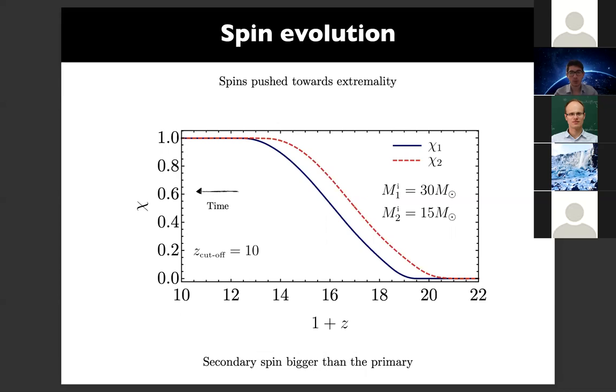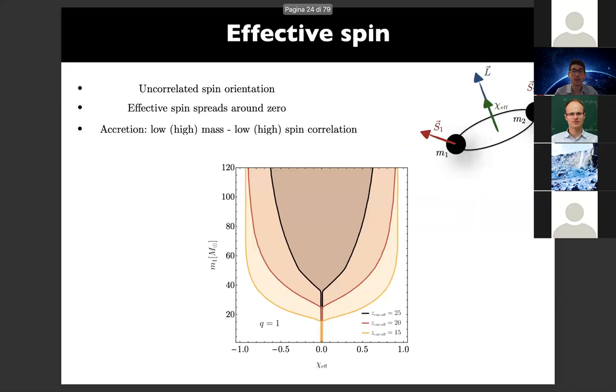Now that we have a prediction for the individual spins in the binary, we can also provide a prediction for the effective binary spin. So in this plot, we show basically the distributions of the chi effective with respect to the primary component masses, fixing the mass ratio of the binary system to unity. So if we look at basically very small masses, as you can see, the distributions are peaked around 0. And this is due to the fact that for small masses, accretion is not relevant, and therefore the spins are those at formation, so basically negligible.